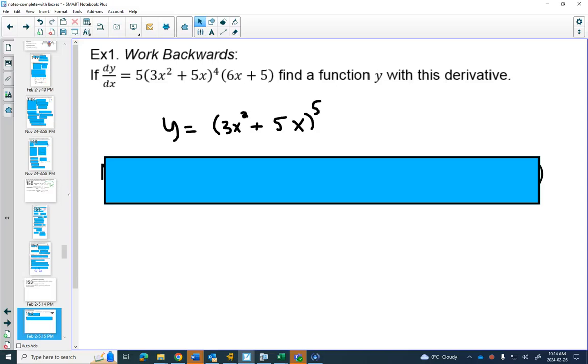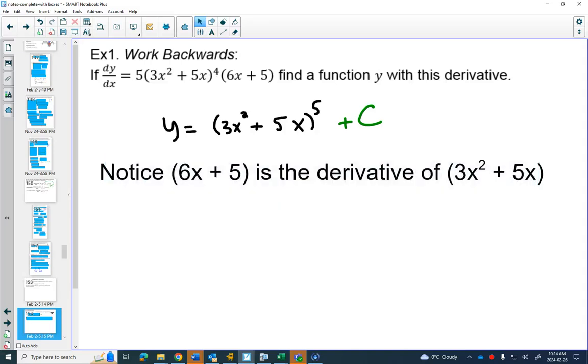And of course, now that we're doing integration, we would add a plus c. But this question doesn't ask you to find all of them. It just asks you to find a function. So it would be perfectly fine not to have the plus c. Or you could write plus 37 if that's the number that you like. And we notice, of course, that the 6x plus 5 is the derivative of the inside function.